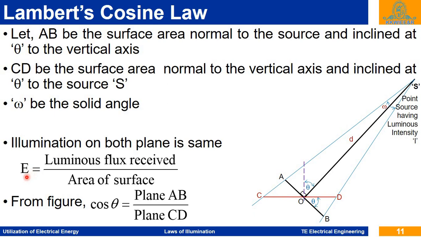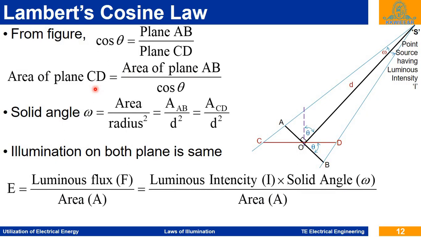So the illumination is equal to the luminous flux received upon the area of the surface. From this figure, we can find the relation between plane AB and plane CD, which have angle theta between them. So there is a cosine relation. Cos theta is equal to plane AB upon plane CD, since cos theta means adjacent side, plane AB, upon the diagonal, plane CD. So the area of plane CD is equal to the area of plane AB upon cos theta.